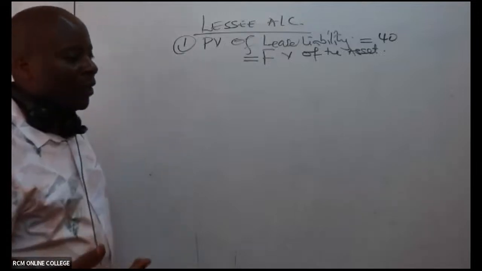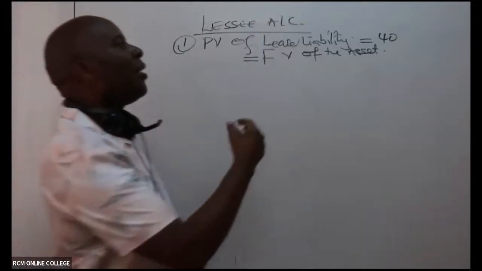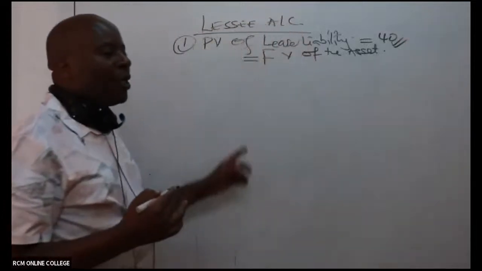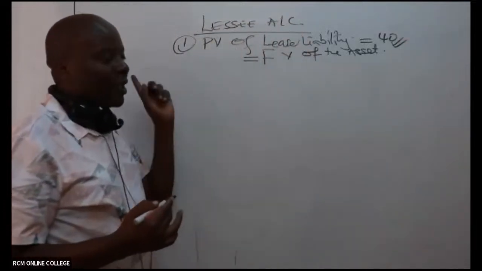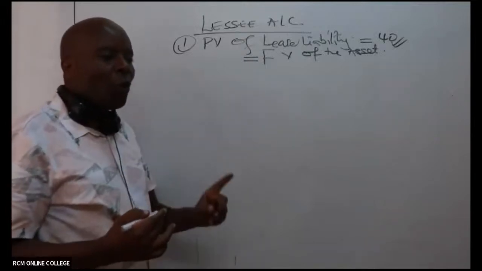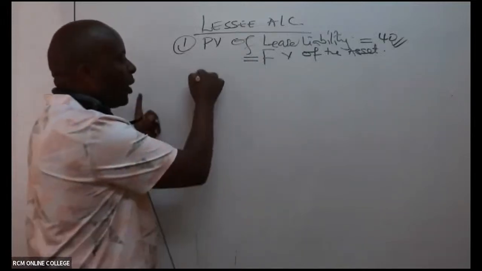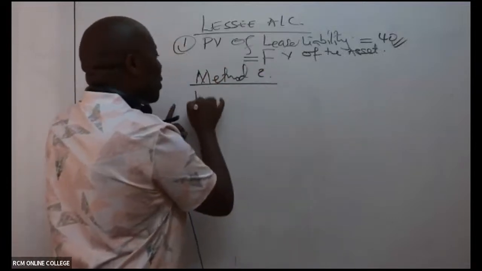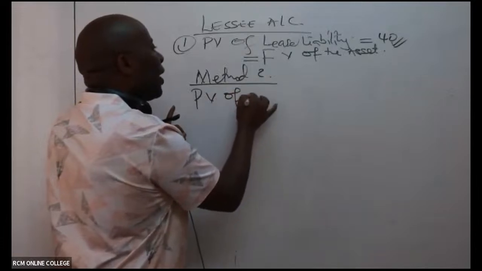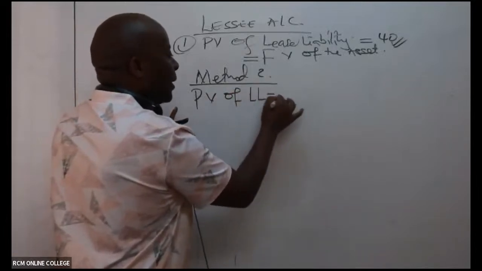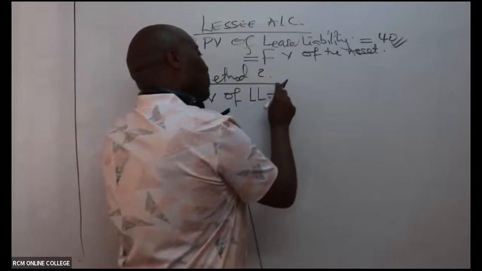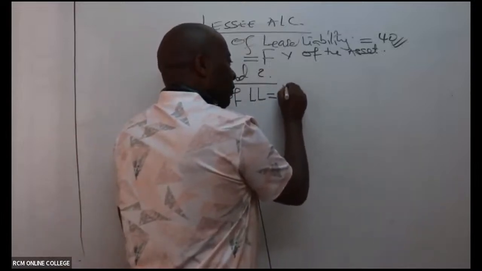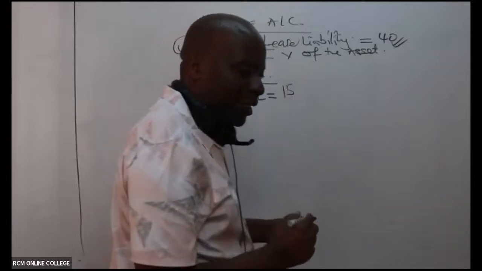But most of these examiners can never give you the fair value. They would want you to compute the fair value yourself. So method number two: to get this present value of lease liability, we shall take the rental amount. They've given us 15 point something.